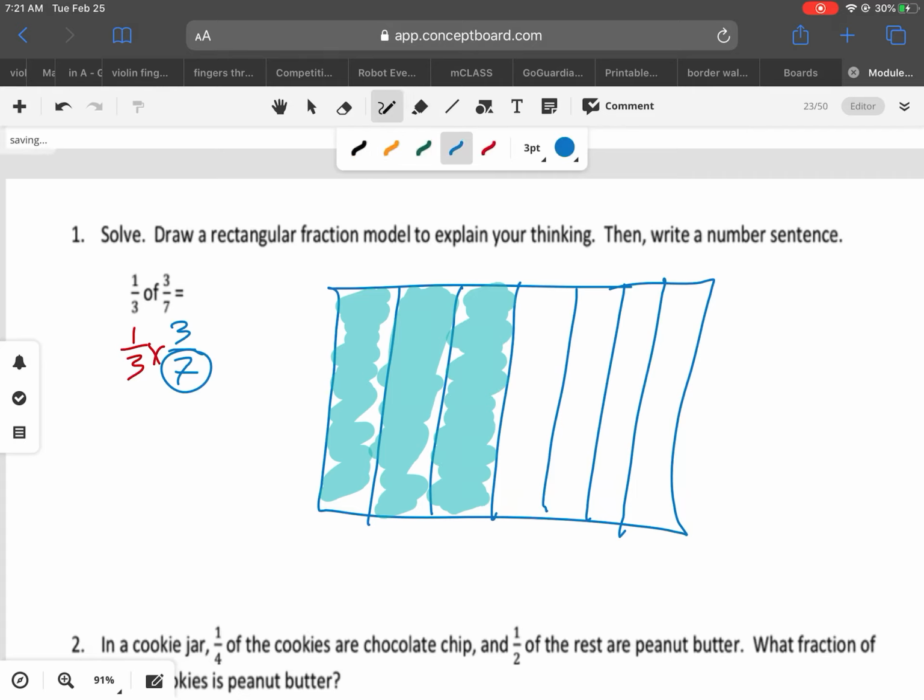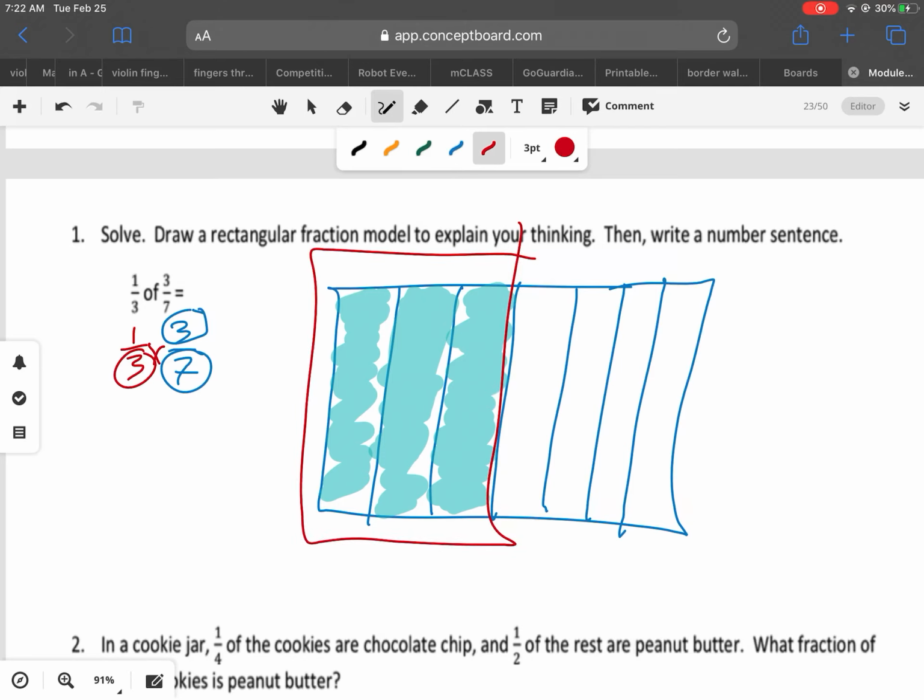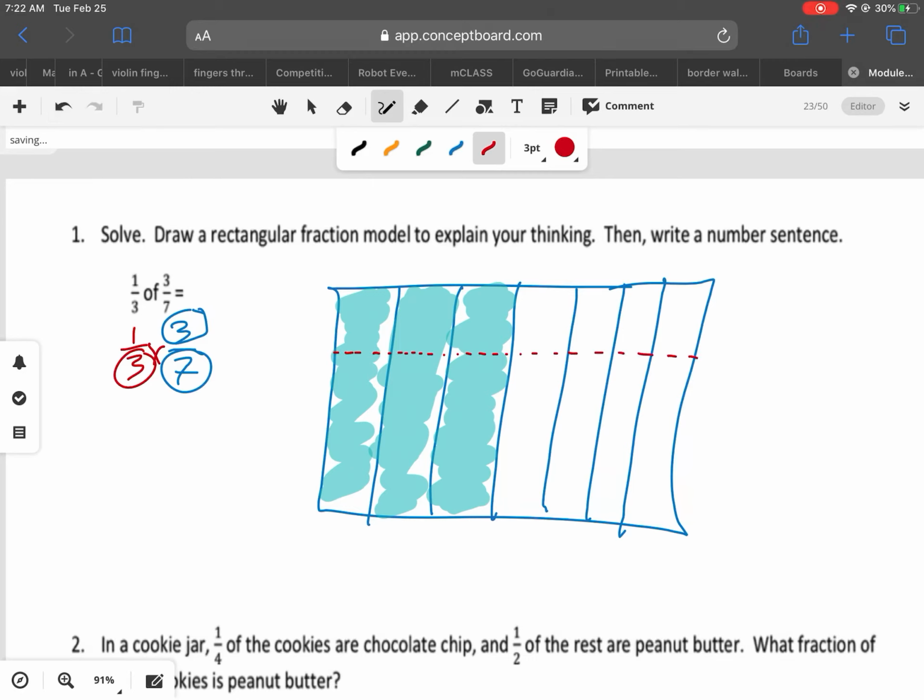Alright. So we're going to focus on the 3 here. That's why we shaded in 3. And now we're going to do 1/3 of that section. So in actuality, we're just looking at this section first, and we're cutting it into thirds. Okay, so I'm going to go ahead and cut it, but as you can see, I will continue it all the way across. Our focus is in the shaded part, but we also need the whole part.